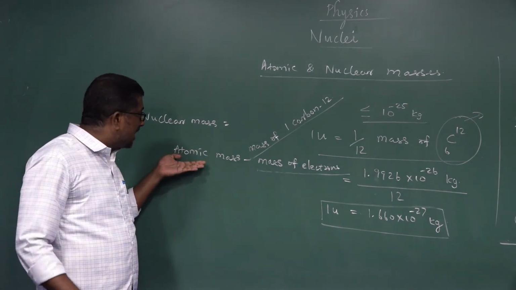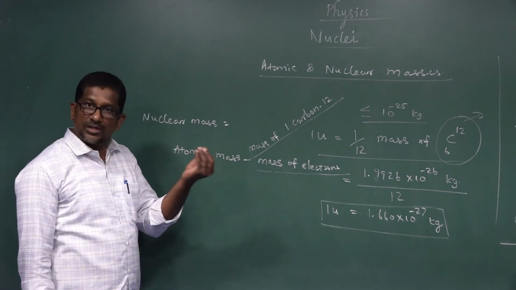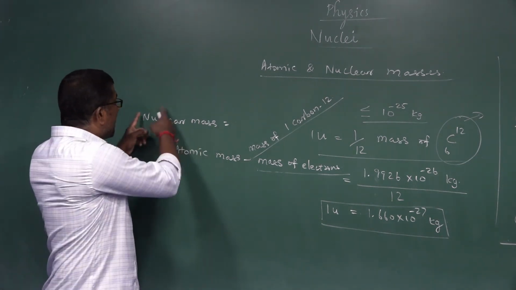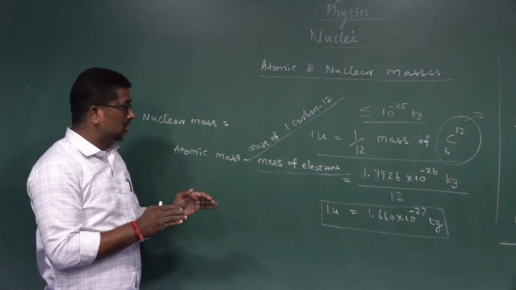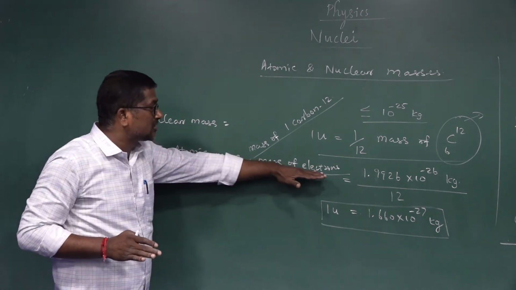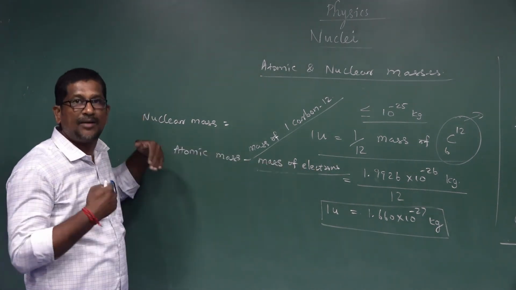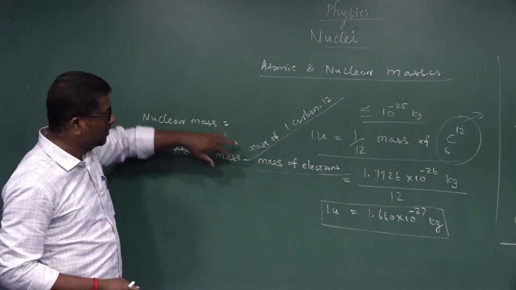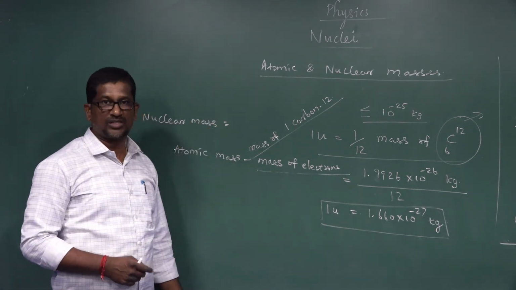Okay, because the atom includes the electrons. If you want to calculate the nuclear mass alone, we just subtract the total mass of the electrons from the atomic mass. So nuclear mass is equal to atomic mass minus mass of electrons.